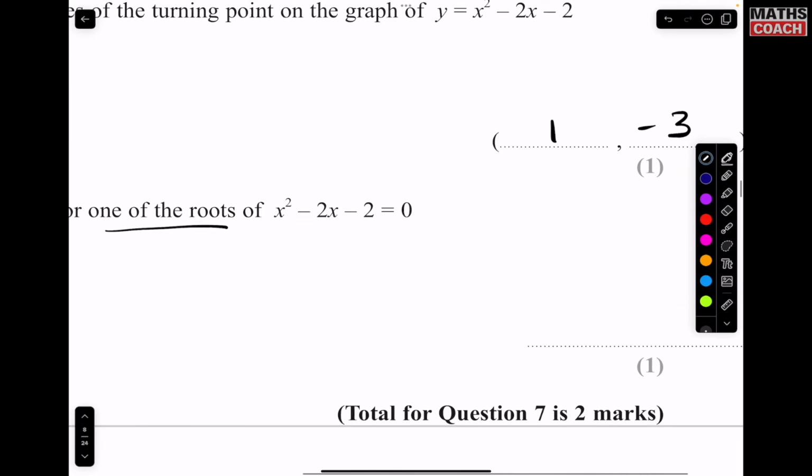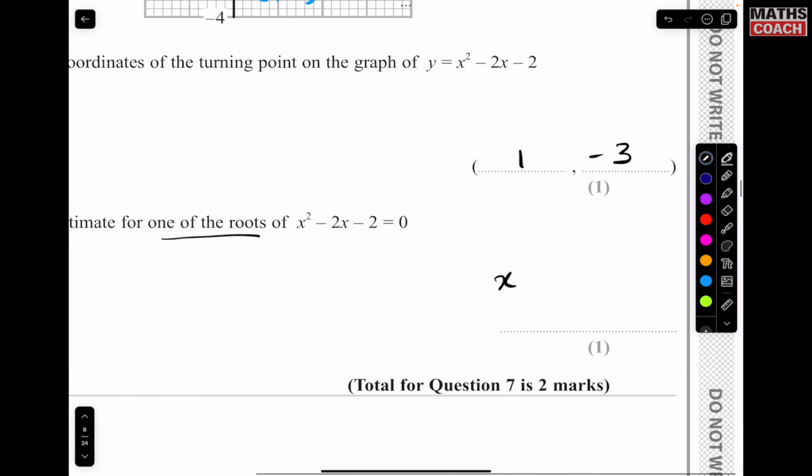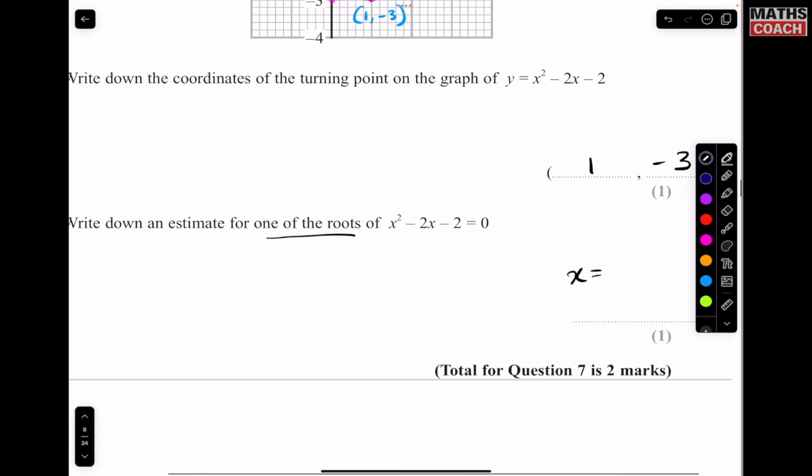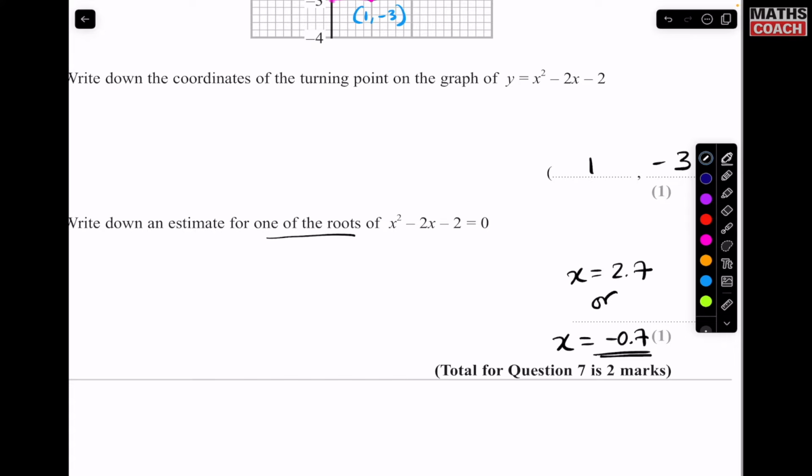So we can say now that x, one of the roots. It's just one of the roots, guys. You don't need to give both. So you could say x is 2.7 as one. Or if you want to give the other one, you can say that is minus 0.7. But you just need one. All right, that's why it's only 1 mark.